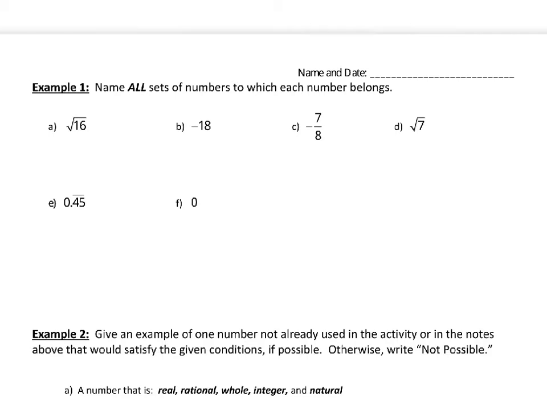So now we move on to our first example, after several definitions and thinking about the ideas between them, which says name all sets of numbers to which each number belongs. So in no particular order, I'll start with letter D. If you take a look at letter D, I notice it's the square root of 7.